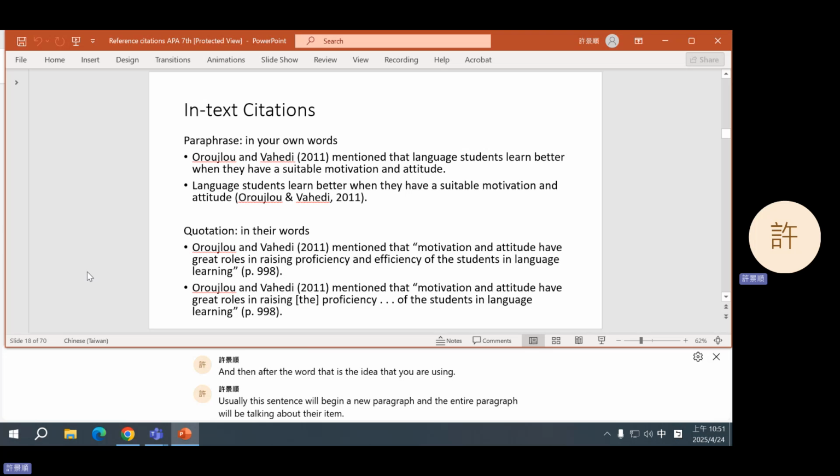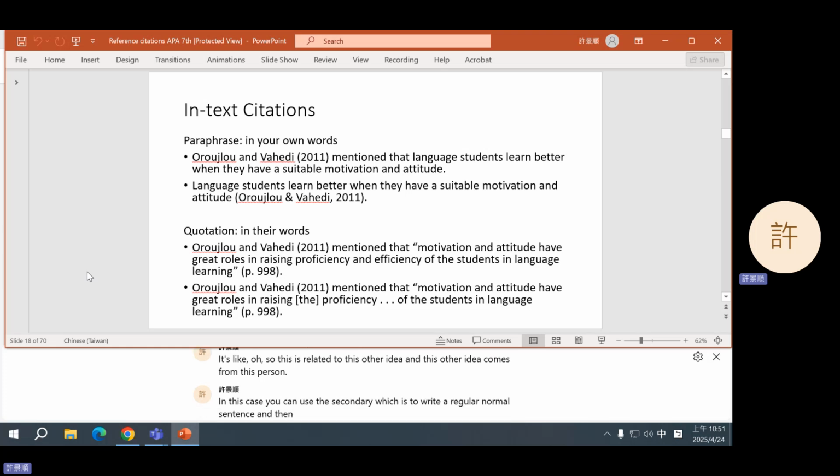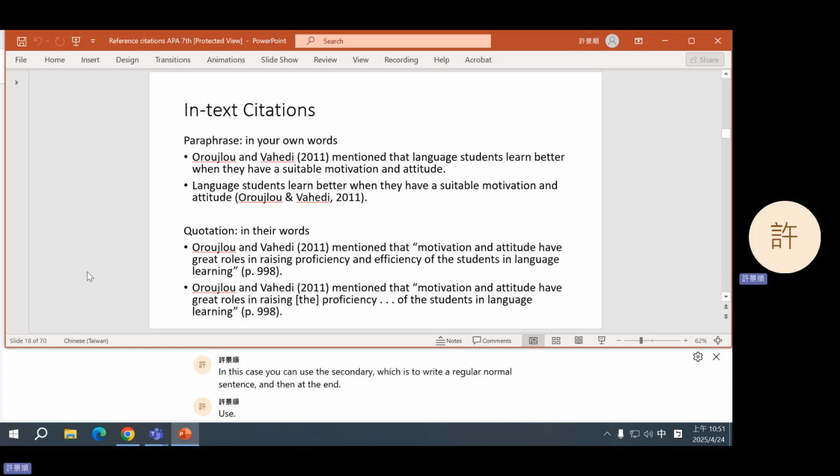Now, sometimes you're not spending the whole paragraph talking about the idea. You're only mentioning it very briefly, like, oh, so this is related to this other idea, and this other idea comes from this person. In this case, you can use the second way, which is to write a regular, normal sentence, and then at the end, use parentheses, 括号, to insert the citation tag.